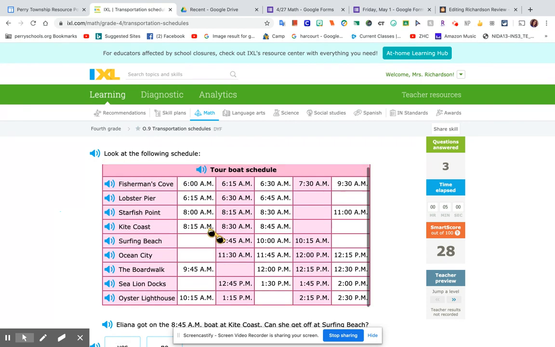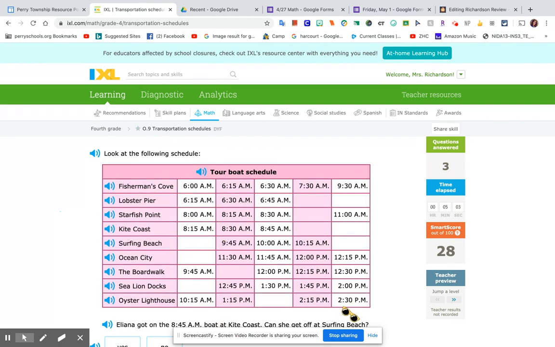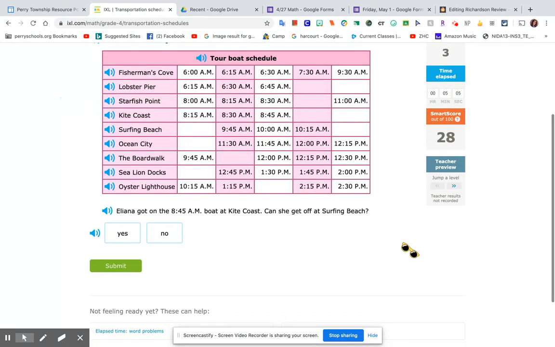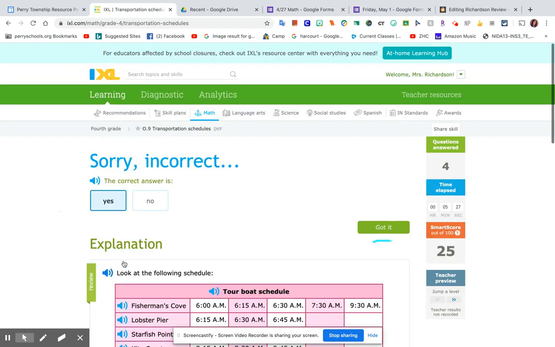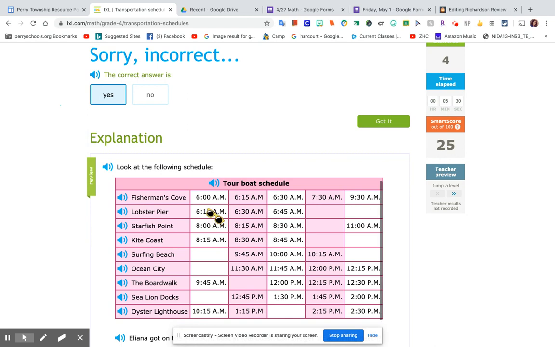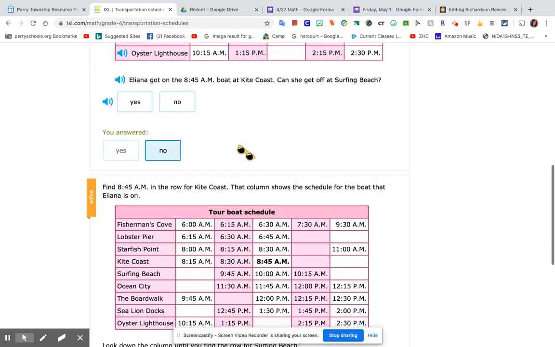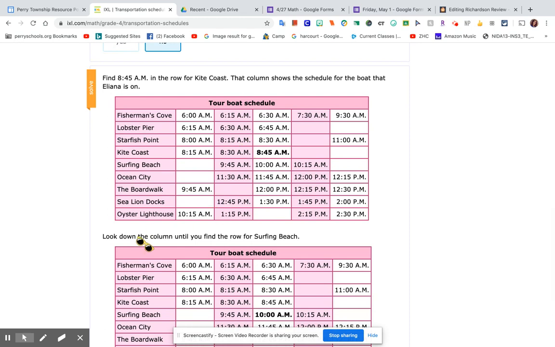Ooh, tour boat schedule. Sounds more like it. You'll have to read the information. If you get tricked, can she get off at Surfing Beach if she got on at 8:45 at Kite Coast? So this is when she got on. Does she stop at Surfing Beach? Yes, she does. I'm going to say no on purpose. I know my score's going to drop. One more time, why? Because it does such a good job of helping you understand why you misread the schedule right here. Look down the column until you find Surfing Row. So they highlighted and made it dark.